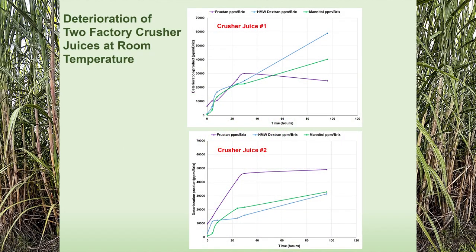So here we got 2 crusher juices from a factory, and we allowed them to deteriorate at room temperature. So here's time, and here's the deterioration product. And you can see both crusher juices came in with fructan, in the purple, but they had small amounts of mannitol and high molecular weight dextran. That is the specific antibody dextran, where we're just measuring high molecular weight dextran. And you can see the fructan was forming on deterioration, so it obviously forms on deterioration. But also notice here and here, when Leuconostoc deterioration takes over, that means mannitol's forming, dextran's forming. That seems to take over. It seems to be the more predominant microbial deterioration.